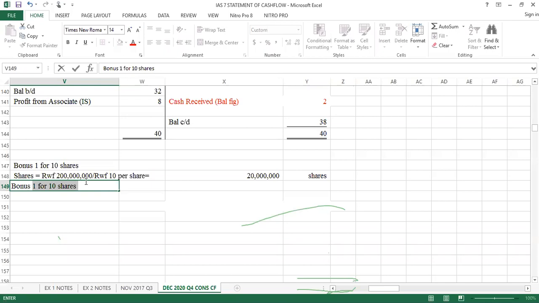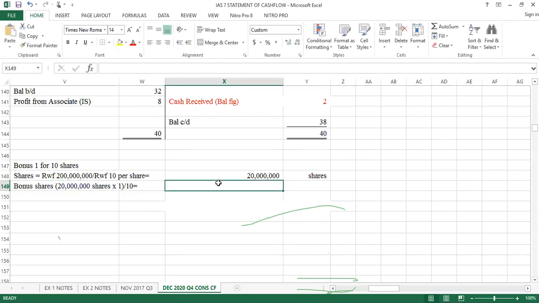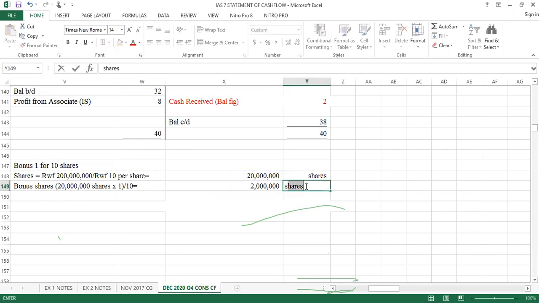Just give me a minute so that you don't say bonus shares will be 20 million. 20 million shares times 1 divided by 10, the ratio. Remember, 10 is the ratio. So that gives you 20 million times 1 divided by 10. It gives you 2 million what? Shares. Bonus shares.